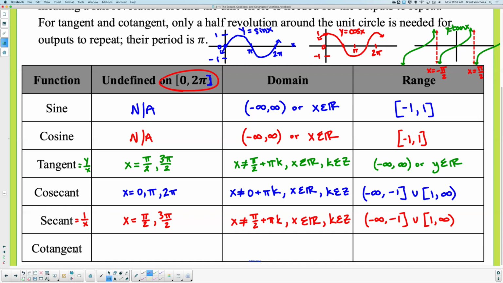What does that mean? Well, since cotangent is, wait, you tell me, sine is y, cos is x, tangent is y over x. What is cotangent's ratio? X over y. Its asymptotes are going to follow the same rule as cosecant's, because cosecant is 1 over y. Notice they share the same denominator. That means cotangent will have a break at 0, pi, and 2 pi.